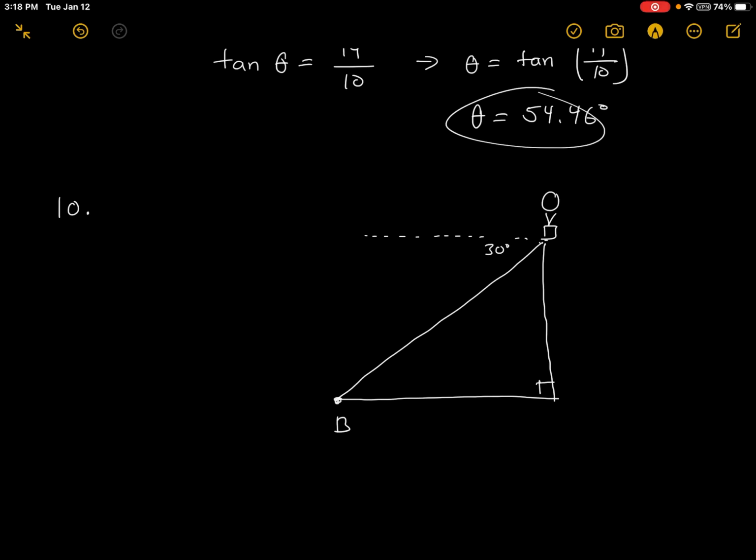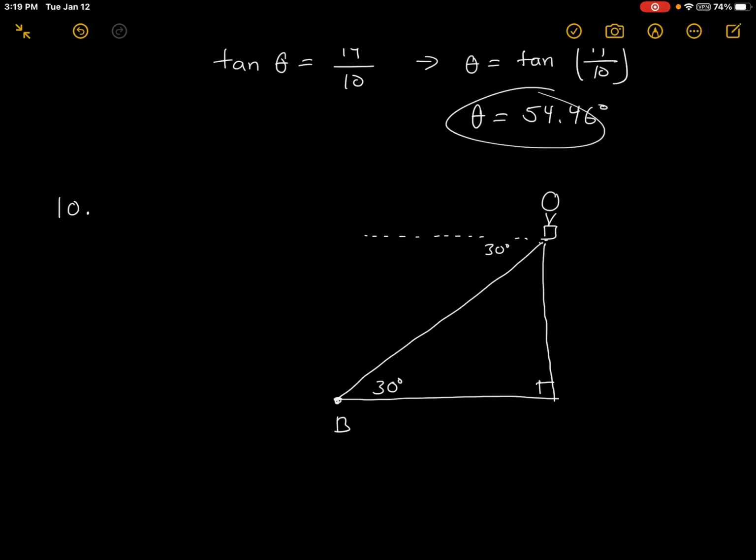Okay, so if this angle right here is 30 degrees, this angle right here would also be 30 degrees. Remember, parallel lines cut by a transversal give alternate interior angles, if you remember the actual name, so that is 30 degrees.